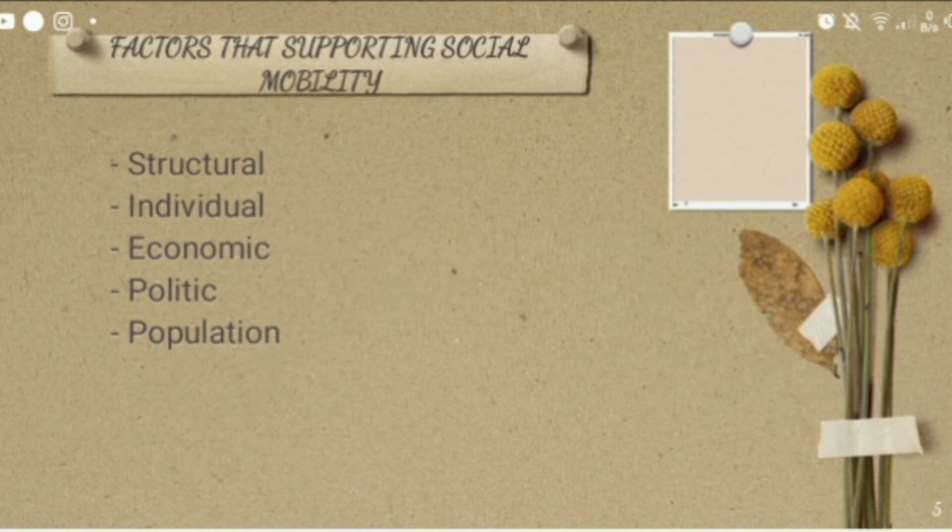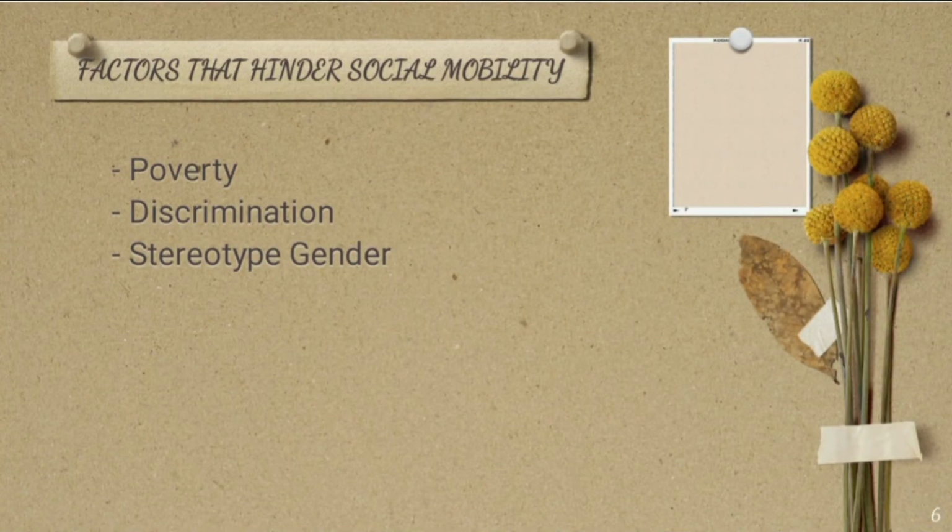For the last is population. This increase can narrow residential areas and even increase poverty. Therefore, population problems like this encourage individuals and the government to direct people to migrate to other areas so that social mobility occurs. For the factors that obstacle social mobility, there are three: poverty, discrimination, and gender stereotype.